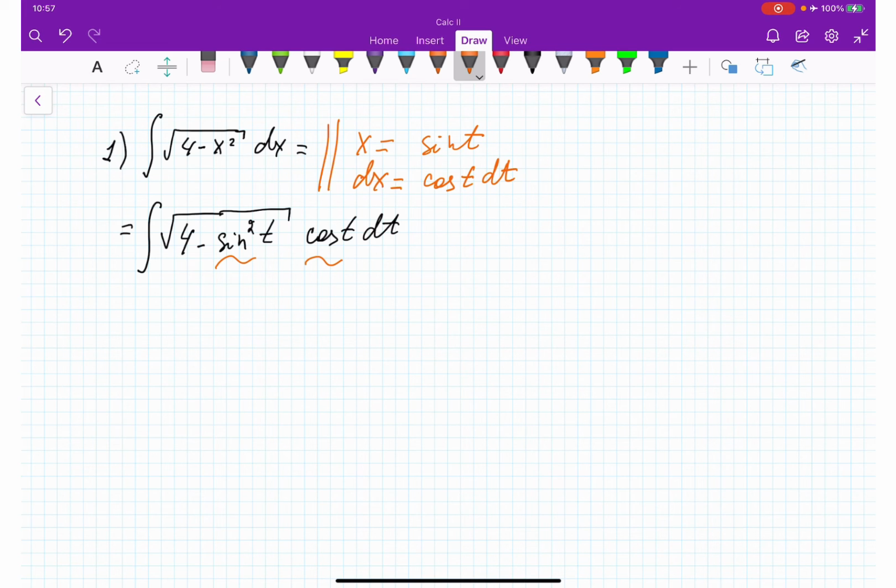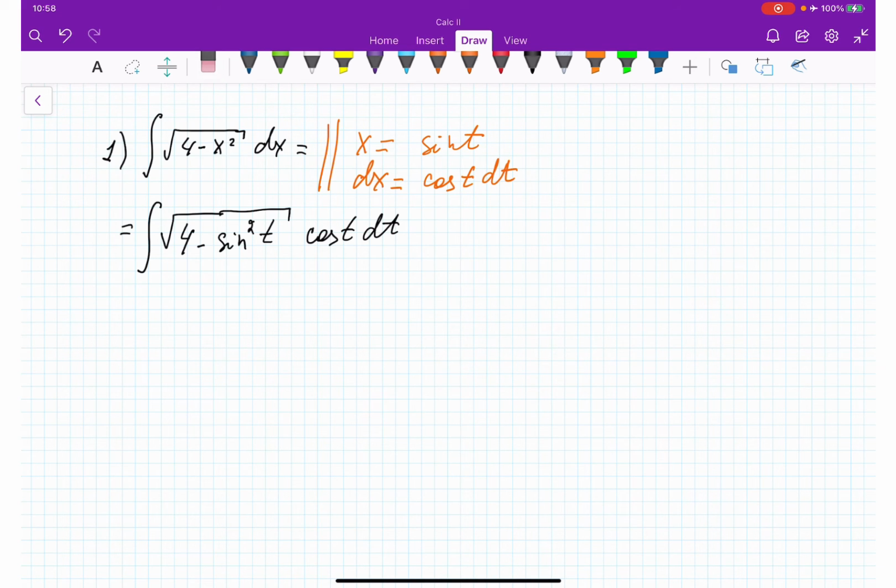I can't separate even under this sign. I cannot do, let's say, square root 4 minus square root sine square t. Never ever. You can separate only when there is multiplication, but not addition or subtraction, under a square root. So I need a little bit of adjustment. It seems to me I am on the right way, but here is an adjustment I want to do.